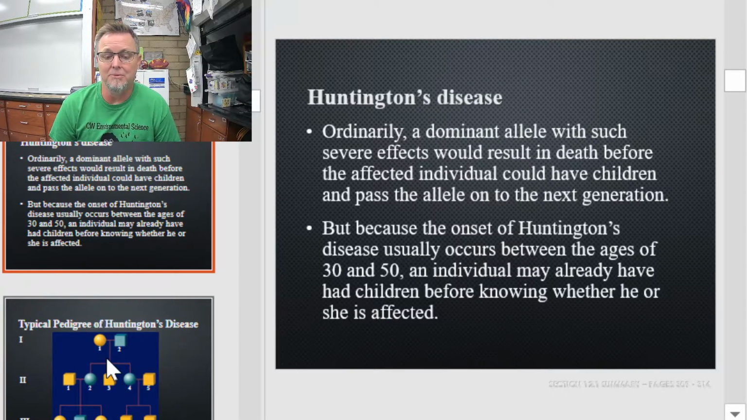Ordinarily, a dominant allele with such severe effects would, over time, erase itself from the human population because those that have it would perish. The reason that Huntington's disease is still around is because there are people who inadvertently have children without knowing that they have Huntington's disease. So they've inadvertently passed the genetic disorder on before their symptoms kick in, is what I'm getting at. So at the end of the day, there is a small proportion of our population that still carries and passes on Huntington's disease, but it is rare.